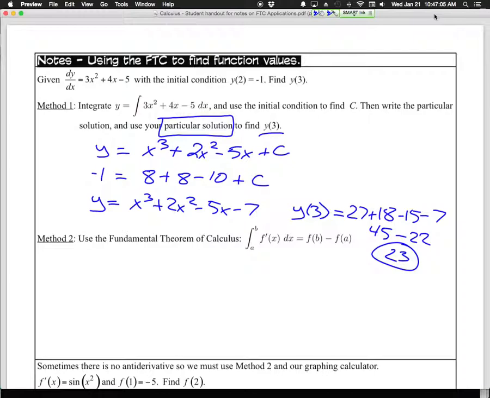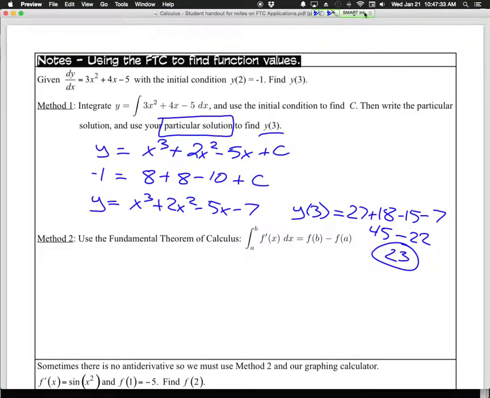So that is one approach to figure out the y value, given, what type of equation is that again, that we started with? The dy/dx equals 3x squared plus 4x minus 5? What type of equation is that called? Differential equation. Very good, Brady. So we can integrate the differential equation, use the initial condition to find c, and then plug in to find our y value. That's one method, but that's not the method we want to use.